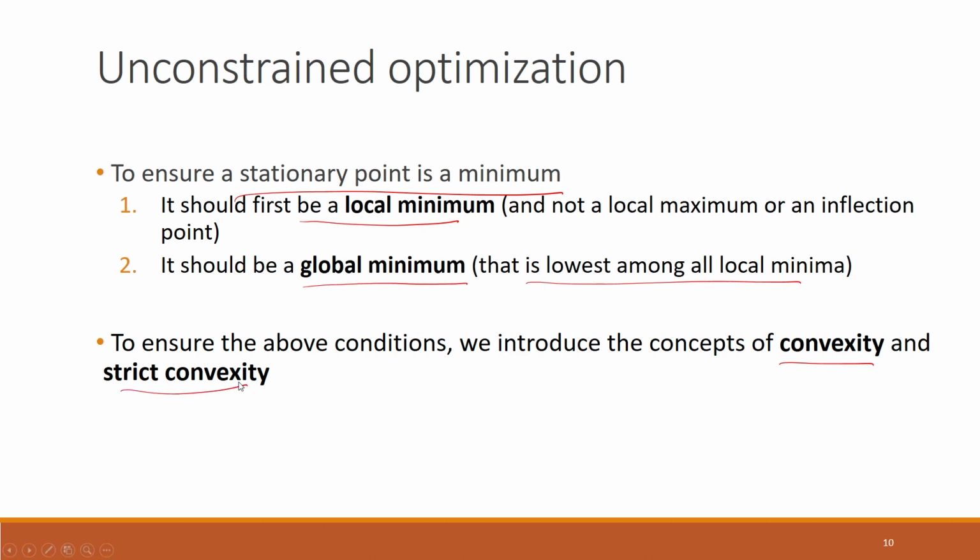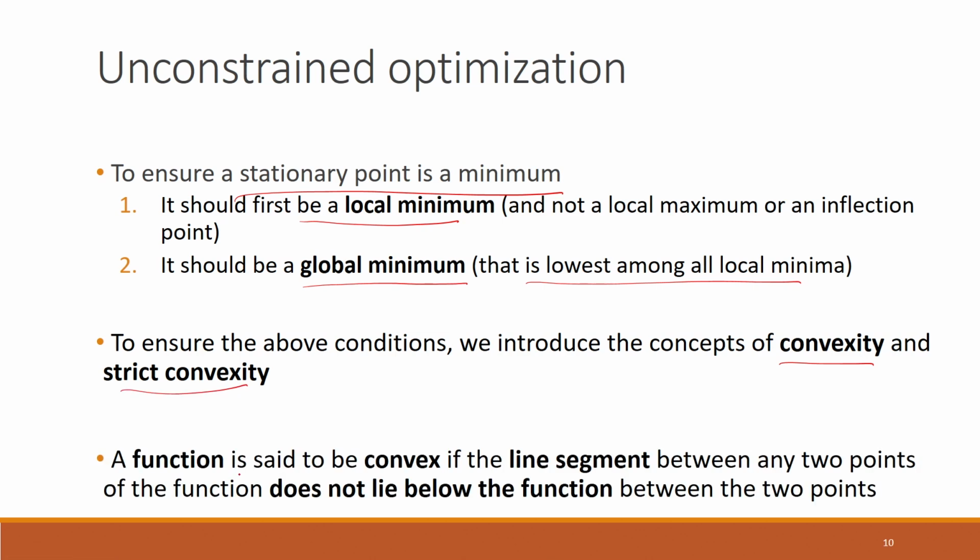These are very important concepts. So, a function is said to be convex if the line segment between any 2 points of the function does not lie below the function between the 2 points. Just take a look at this definition for a moment, and then we will try to understand this from some examples, and we will also try to see what it means mathematically. So, again, a function is said to be convex if the line segment between any 2 points on this function does not lie below the function between the 2 points.